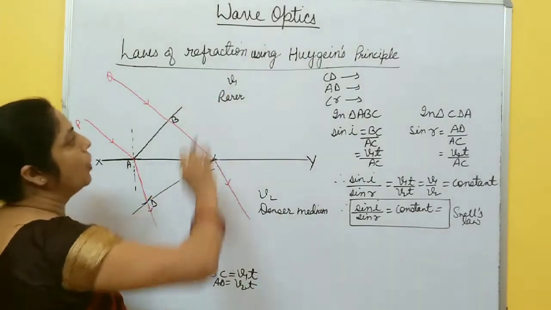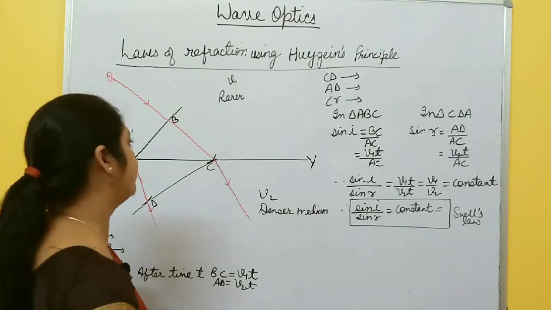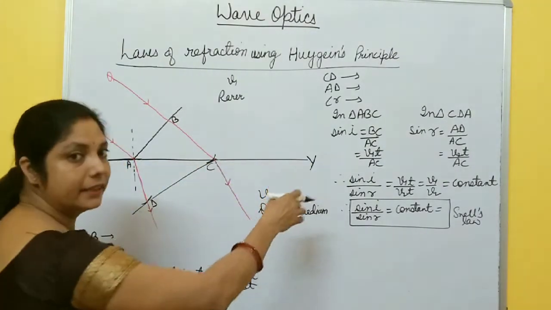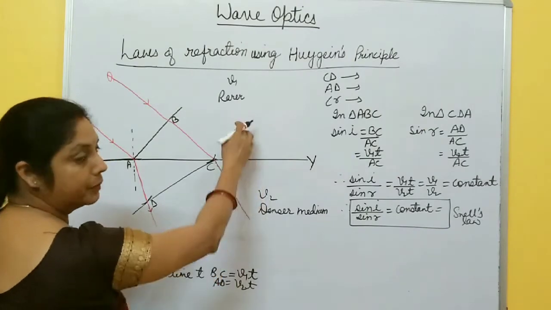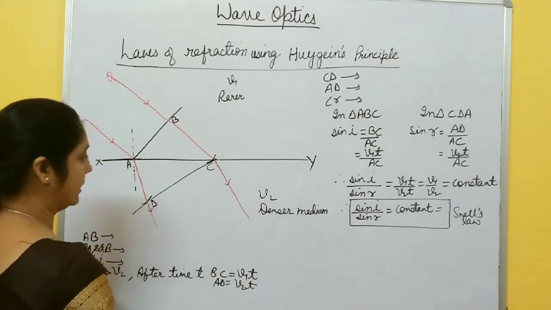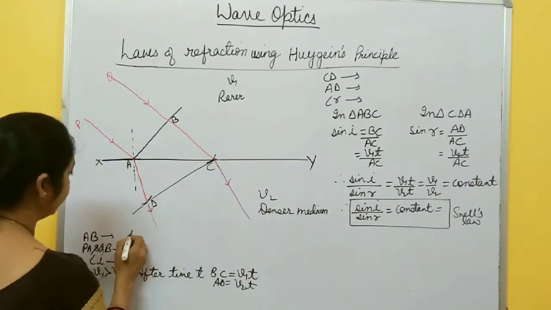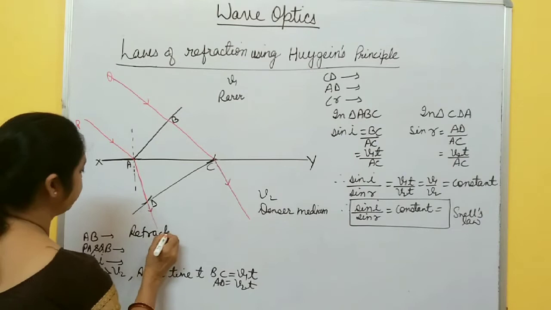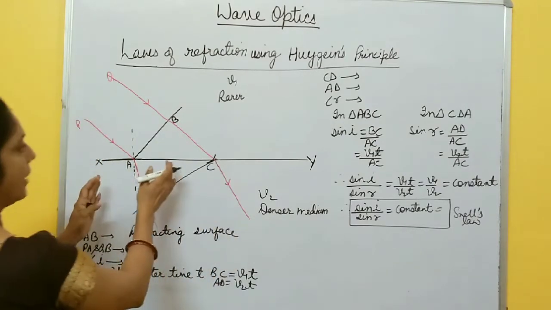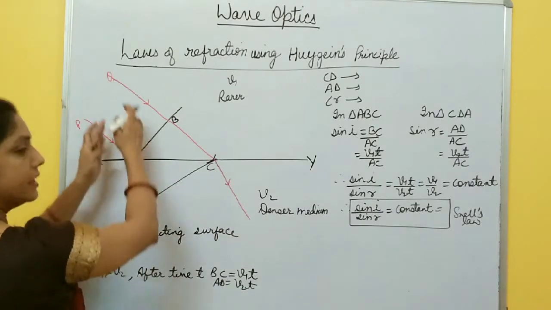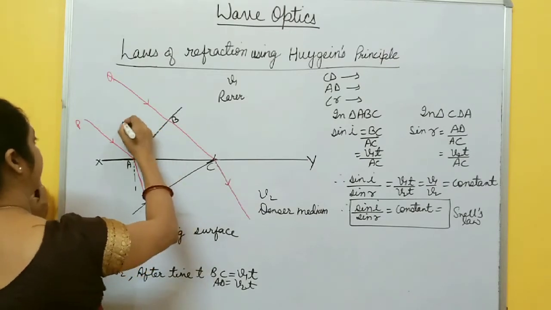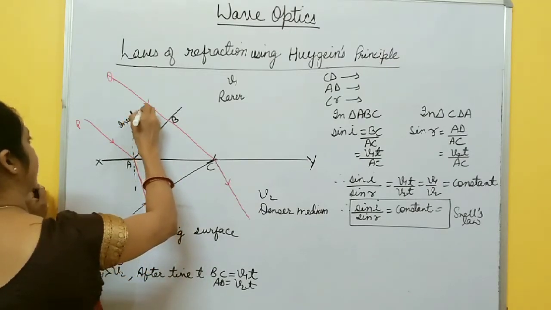Now I am going to prove laws of refraction using Huygens' principle. For this, let's suppose that this XY is a refracting surface which separates the two medium. This first one, upper one, is suppose rarer and this lower one is denser medium, and XY is a refracting surface which separates the two medium. And on this refracting surface, wavefront is incident. So this AB is incident wavefront.